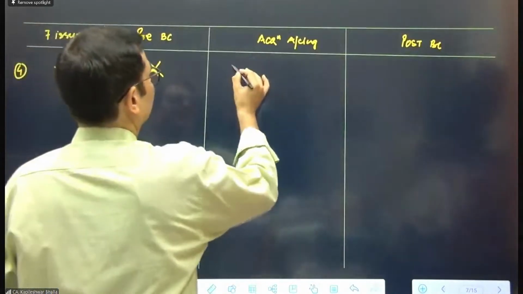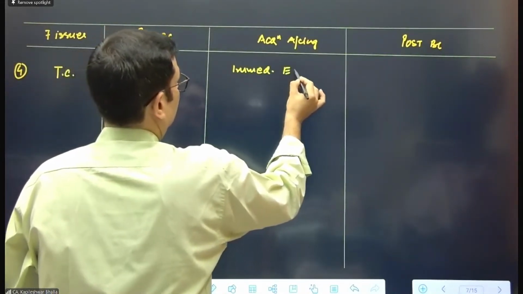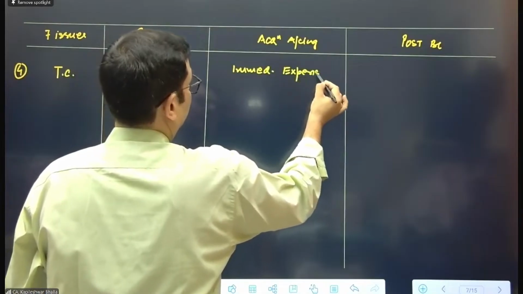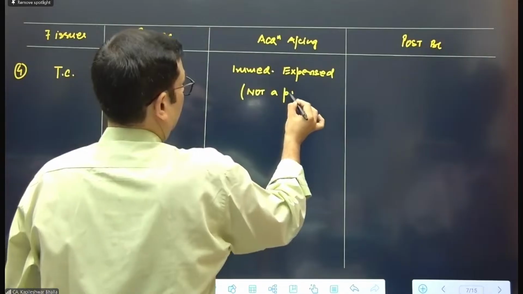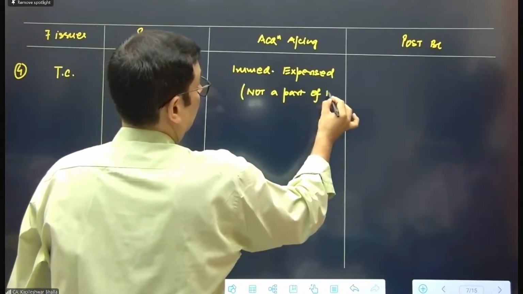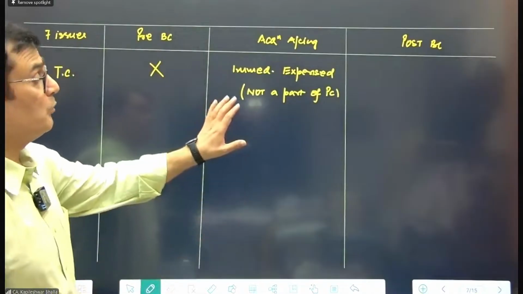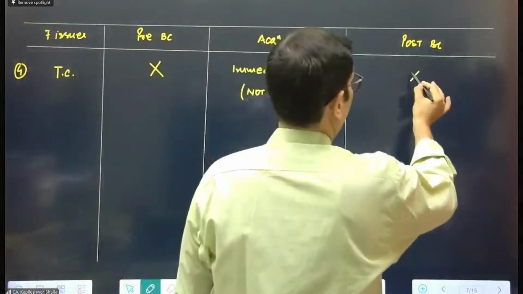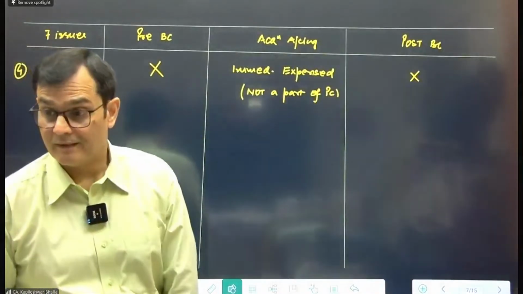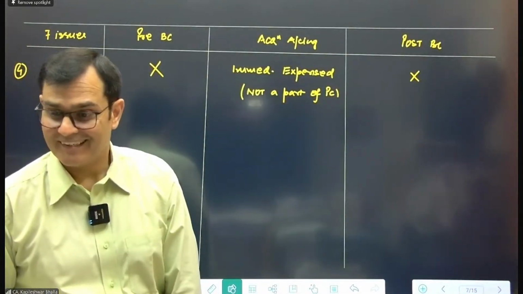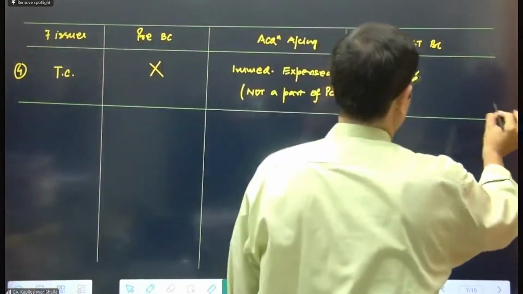Wonderful indeed. So we can say it is going to be immediately expensed. It is never going to be included in PC. Immediately expensed, not a part of PC. Never in PC. Yes. And then post-business combination again, no impacts. Sir, I said never include in PC as transaction cost. Never. Yes, that's right.